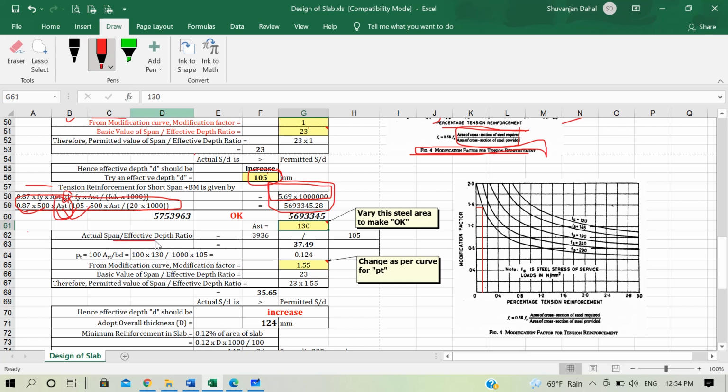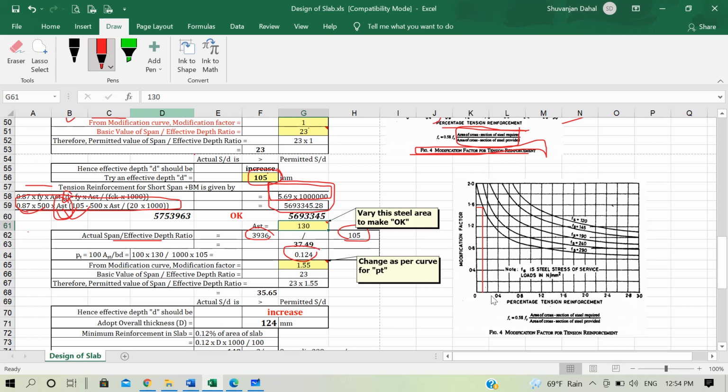In this case, actual span is the same, 3936. Now the effective depth ratio is 105, which we assumed here. We get this to be 37.49, and our percentage of steel reinforcement is 100 into AST by BD. AST is 130 into BD. B is 1000 mm and D is 105 mm, which gives 0.124.